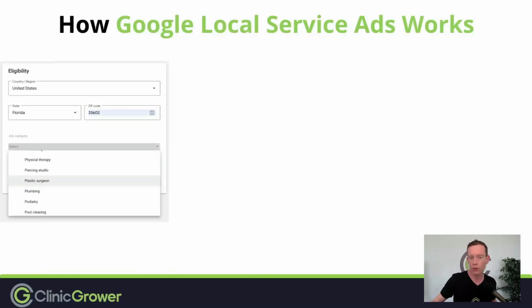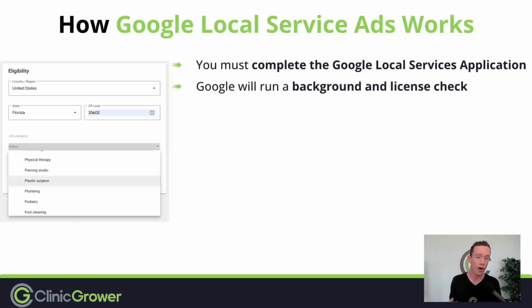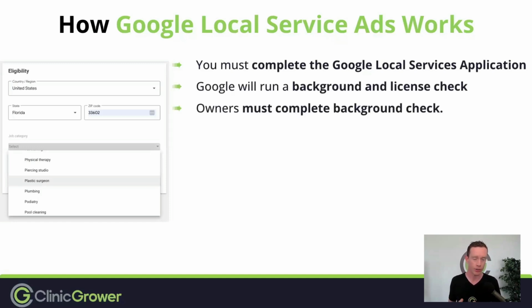Now, with Google local service ads, kind of how they work is, number one, there's an eligibility process. There's a process where you've got to apply, and Google vets the advertisers in order to make sure that the views and the consumers that it delivers the ads to are really receiving the best. And so with the eligibility process, it's a matter of completing the application, Google local service ad application. Google's going to run a background check and a license check, and the owners must complete that background check.